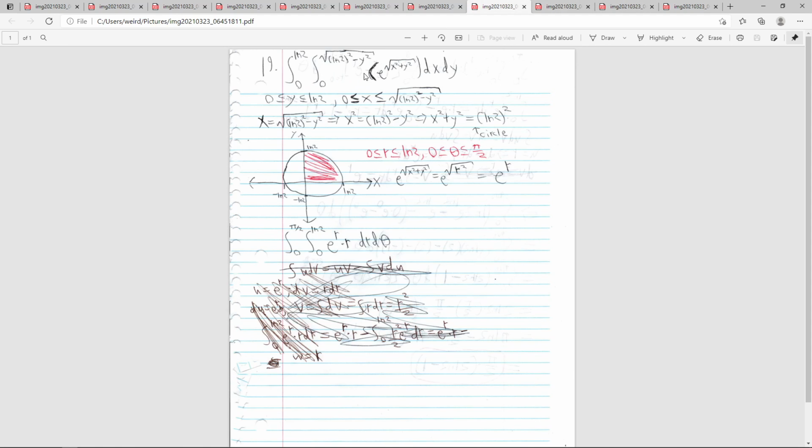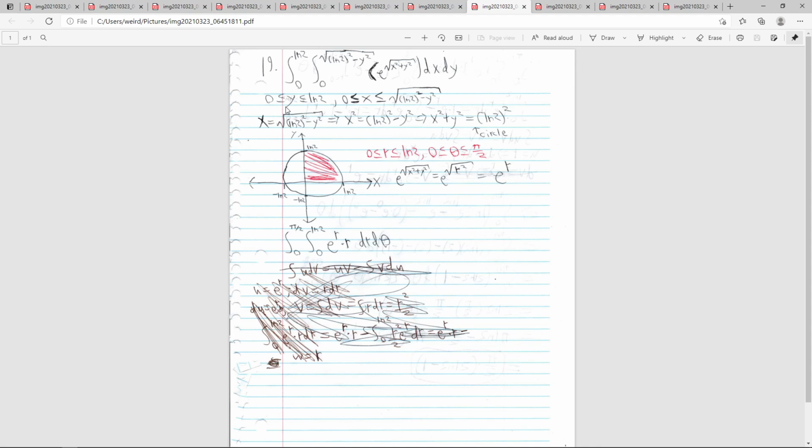Okay, so we have to convert this: 0 to ln 2, 0 to that mess in there in parentheses, e to the square root of x squared plus y squared, dx dy. So we have to convert this to polar. This one's not extremely hard either. And I make a terrible graph, but it is a circle again, with ln 2 being the radius.